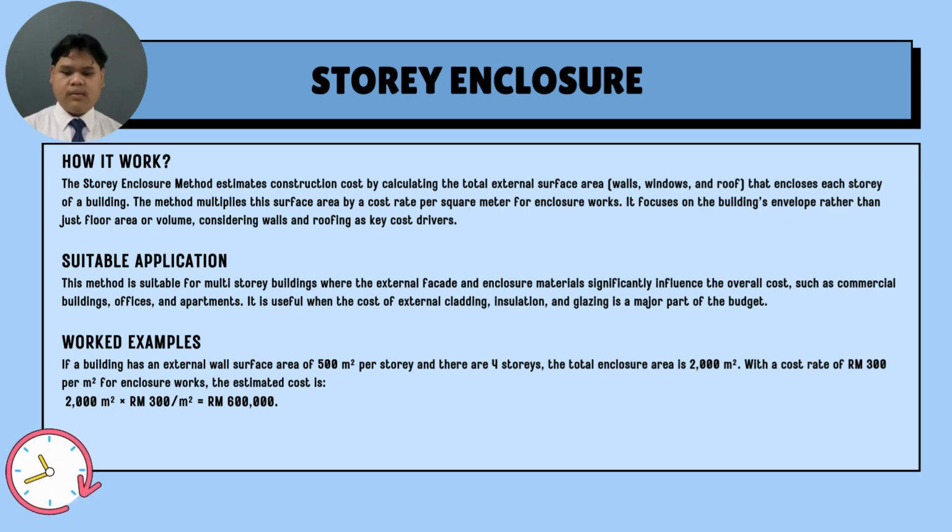If a building has an external wall surface area of 500 m² per storey and there are 4 storeys, the total enclosure area is 2000 m². With a cost rate of RM 300 per square meter for enclosure work, the estimated cost is 2000 m² times 300 ringgit per meter square, equal to 600,000 ringgit.